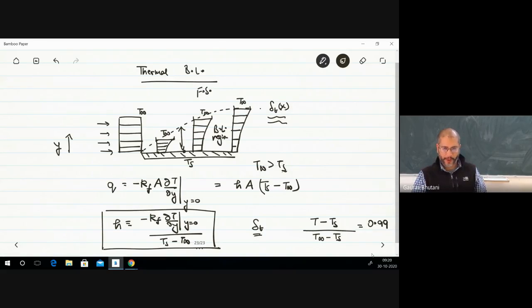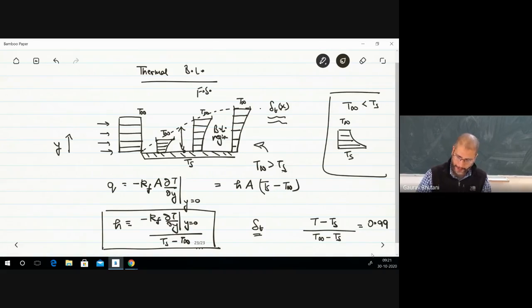So we're trying to heat a solid surface by allowing hot air to flow over it. That is also quite possible. Otherwise, I'll have to change. But in case it was the other way around, then you'll have something like this. So that is when your T infinity is less than Ts.